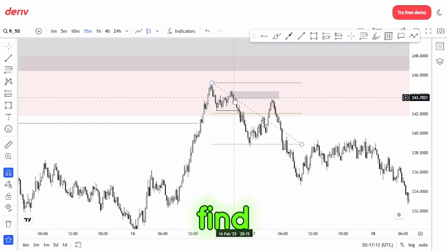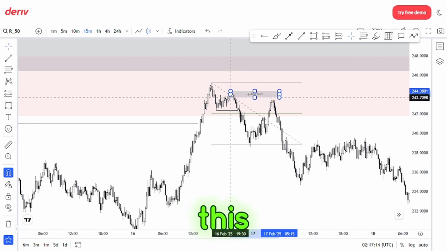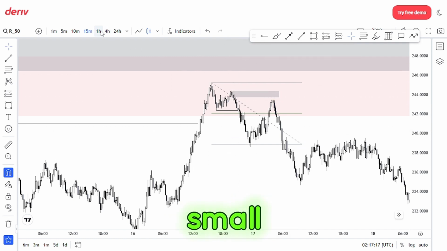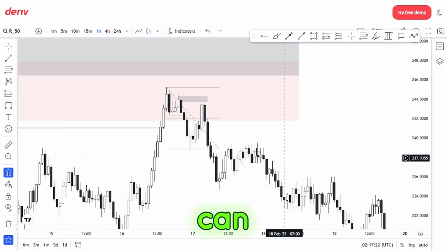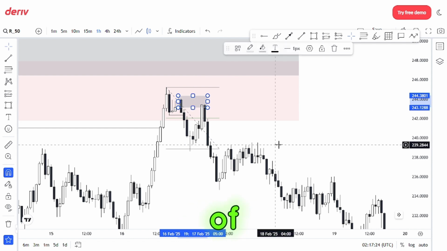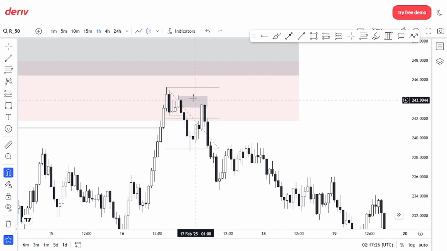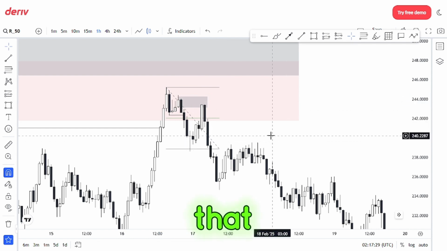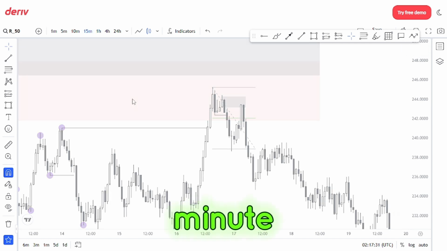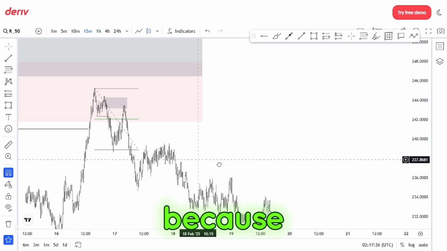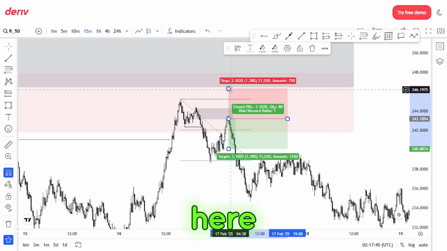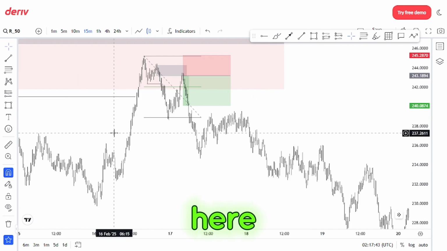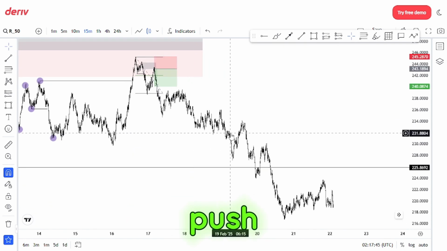But if you cannot find an area of value, let's say maybe this supply area is too small, you just need to move to the 1 hour time frame. On the 1 hour, that is when you can determine your area of supply. Simple, just like that, guys. Then you can go back to the 15-minute time frame and look for your entries, because even if you have a large supply zone like this one, your entry should be here, your stop loss is still above this area here, then the market will continue to push to the downside.